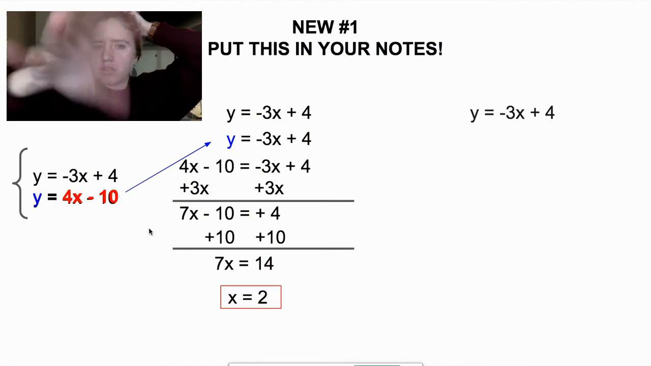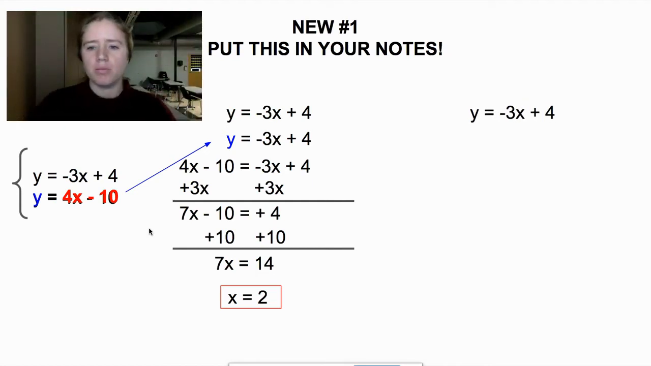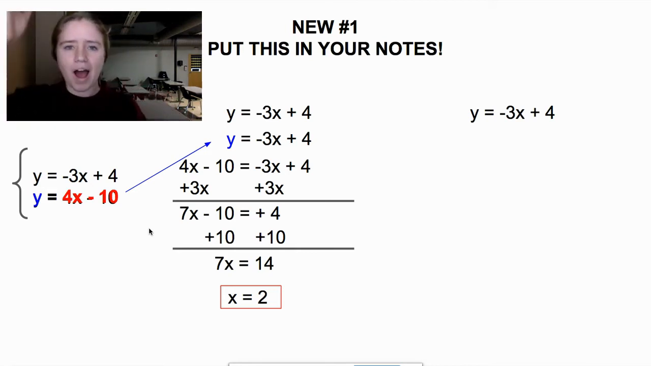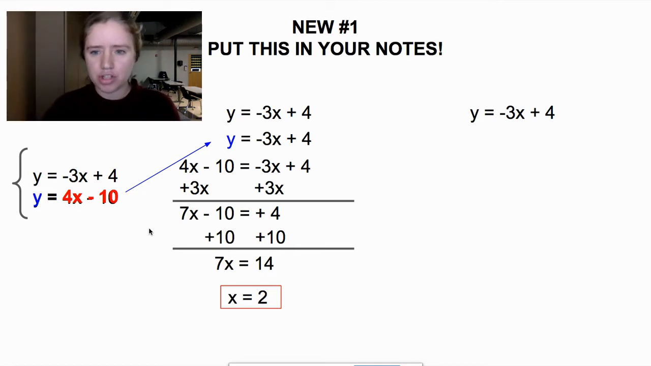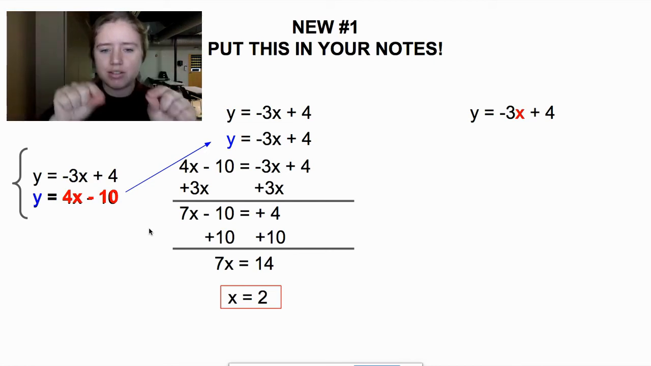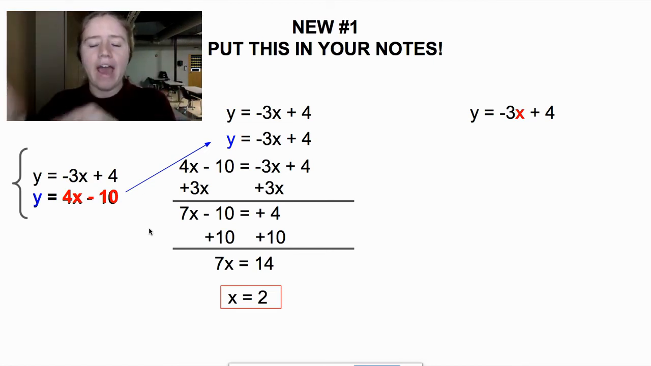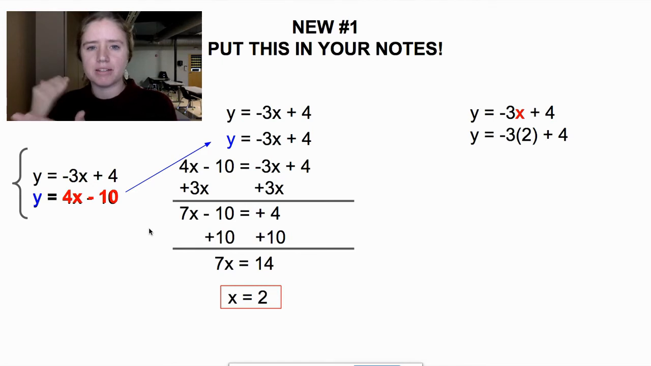So let's go back to that first equation. y equals negative 3x plus 4. I know that that's one of the lines on the graph. I want to find out what's the y value when x is 2. So I'm going to take that equation and insert 2 for the x. That way we get rid of one of the variables. So if I insert 2 for the x, we have y equals negative 3 times 2 plus 4.